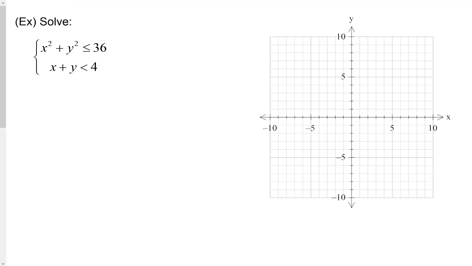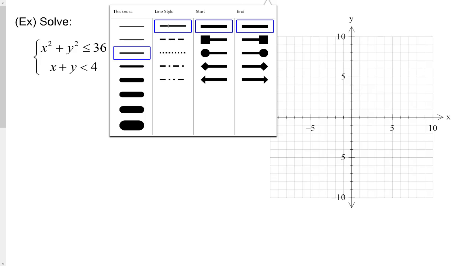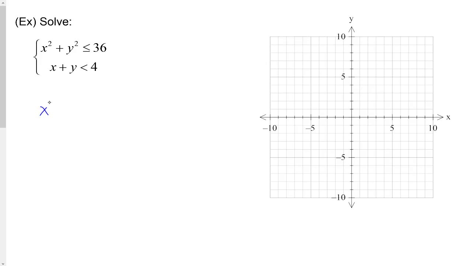In this next example, we have a set of inequalities. The first equation is x squared plus y squared is less than or equal to 36, and the second is x plus y is less than 4. The first function, let's work with it. So we have x squared plus y squared is less than or equal to 36.